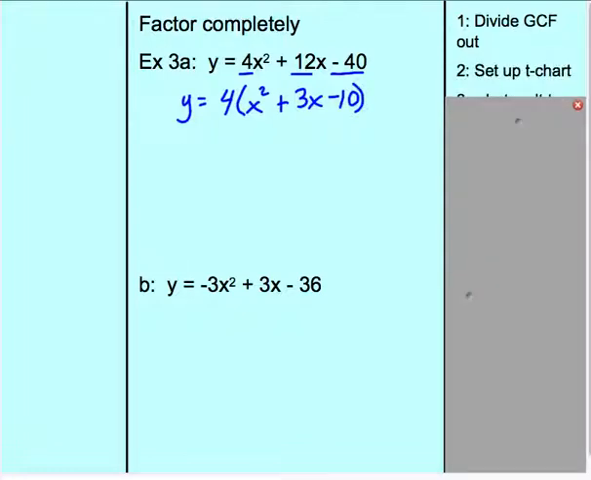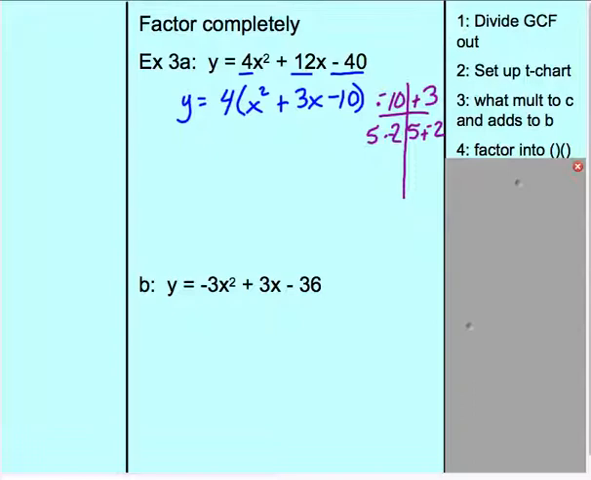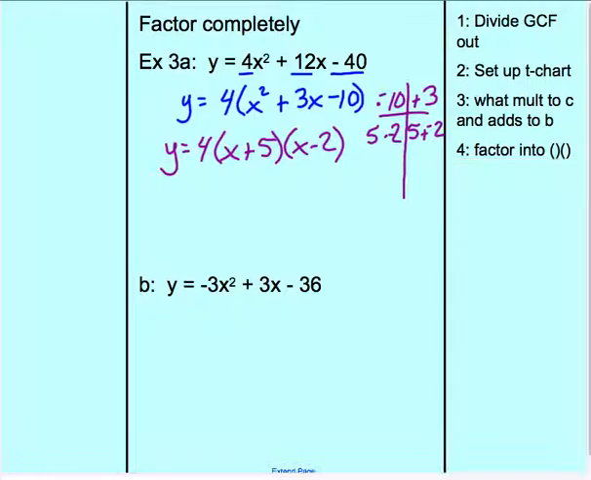So then we set up our t-chart with just what's inside the parentheses. So what multiplies to -10 and adds to 3. Well, I'm thinking 5 times 2, and if they're adding to a positive, that means my bigger number needs to be positive. So I'm going to put the negative on 2, and 5 plus -2 is 3. So I'm going to factor them, leaving my 4 out front, x plus 5 and x minus 2. Again, if those binomials aren't the same, then we can't simplify.